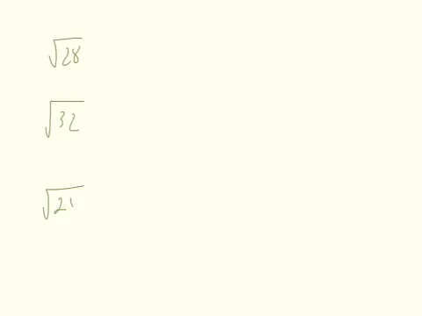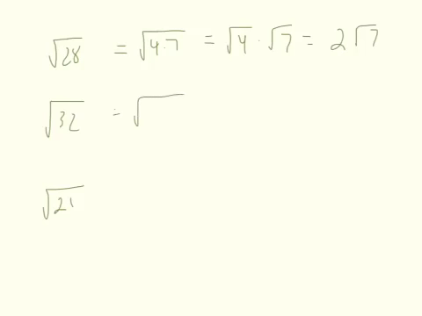Okay, first we have the square root of 28. The square root of 28 can be re-expressed as 4 times 7, which is the square root of 4 times the square root of 7, which is 2 radical 7. Next, we have the square root of 32, which is the square root of 16 times 2, which is equal to 4 radical 2.